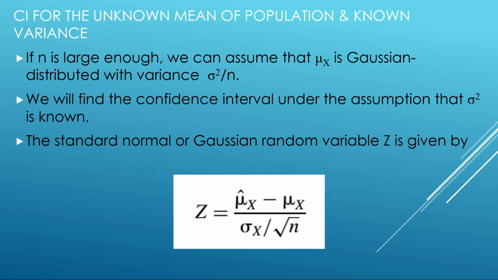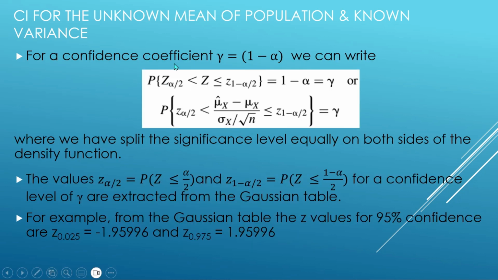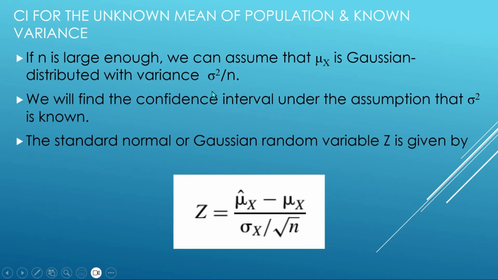If n is large enough, we can assume that mu x, which is the mean, is Gaussian distributed with variance sigma square over n. We will find the confidence interval under the assumption that sigma square is known, meaning the variance is known. The standard normal or Gaussian random variable z is given by z equal to the estimated value of the mean minus the actual value of the mean, divided by sigma x divided by square root of n. For a confidence coefficient gamma equal to 1 minus alpha, we can write the probability that z is within the interval z alpha by 2 and z 1 minus alpha by 2 is equal to 1 minus alpha, which is equal to gamma. And if we replace this z with the given z over here, then this equation becomes like this.